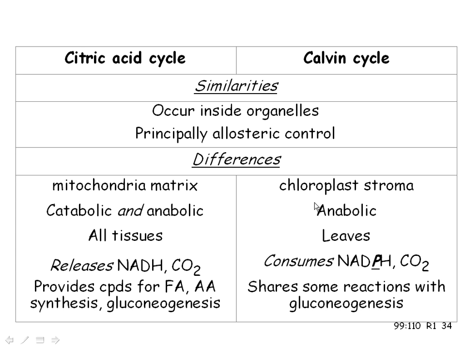The Calvin cycle, by contrast, is in the chloroplasts, so therefore only in the leaves. And it's going to use NADPH, the anabolic form of an electron carrier. It has some overlap with gluconeogenesis. So there's some places there where, well, you're making sugar, you shouldn't be too surprised they have some similar reactions.